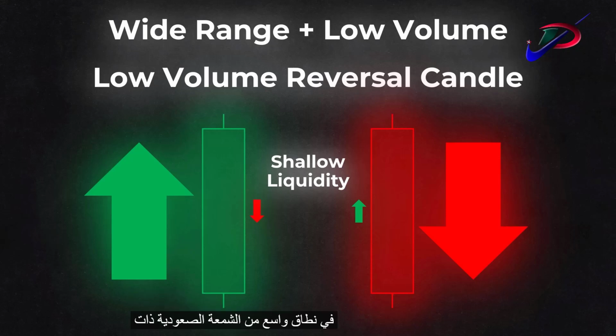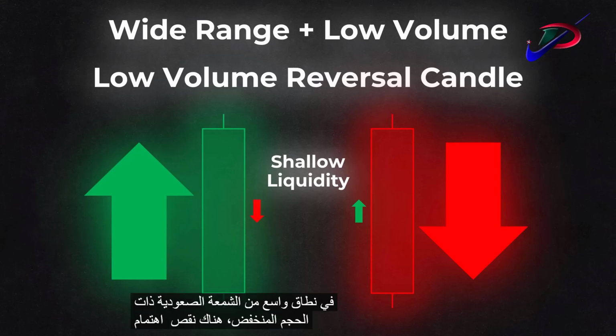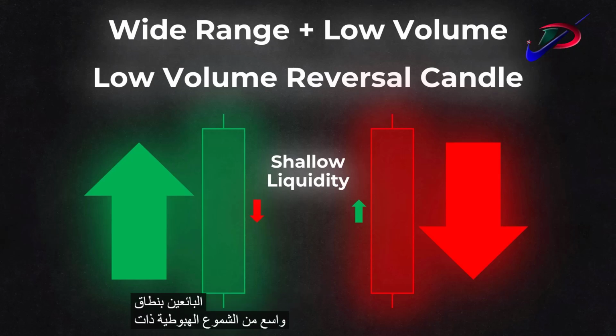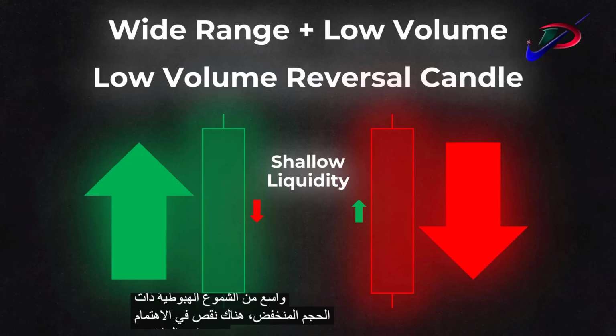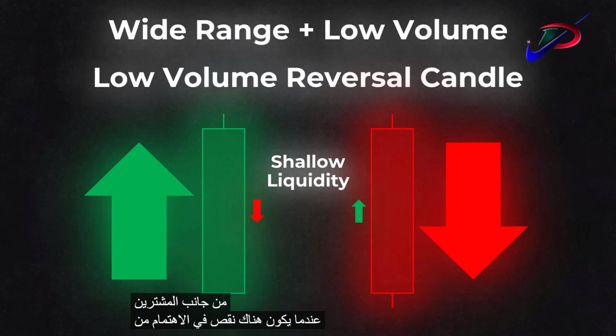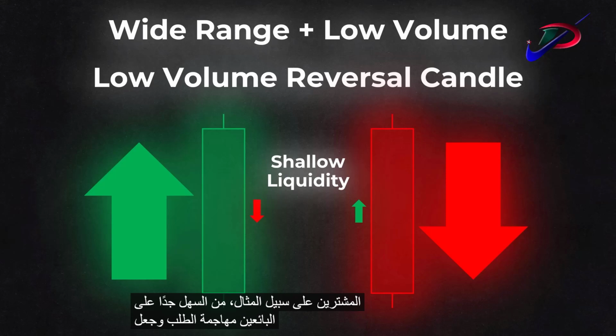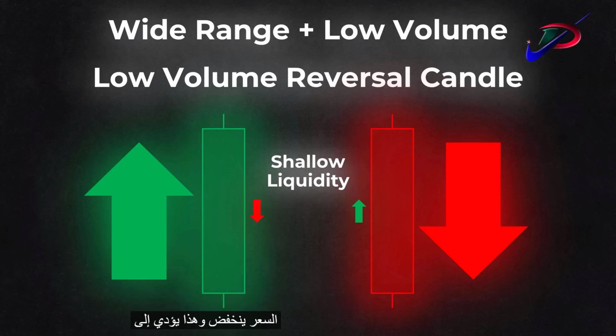In a wide range bullish candle with low volume, there is the lack of interest from sellers. In a wide range bearish candle with low volume, there is the lack of interest from buyers. When there is the lack of interest from buyers, for example, it's very easy for sellers to attack the demand and make price go down, and that results in a large price movement with low volume.